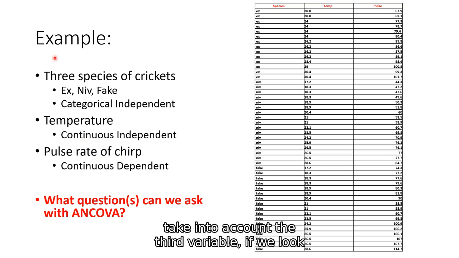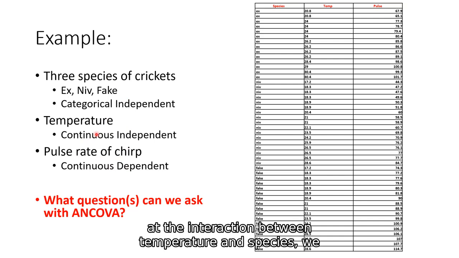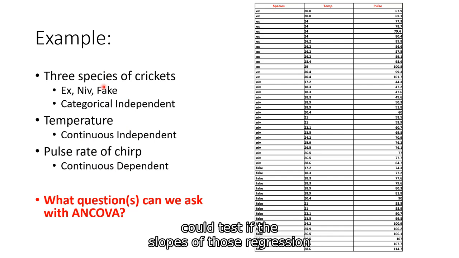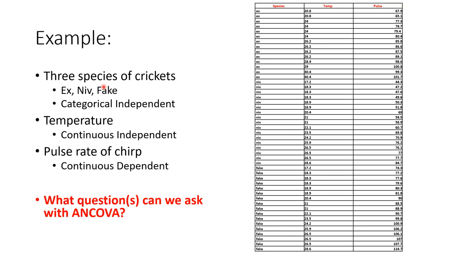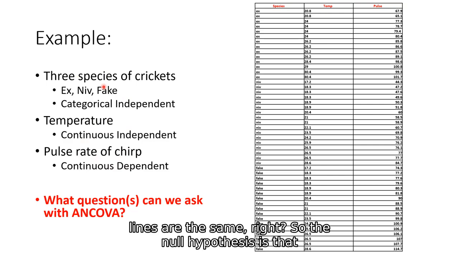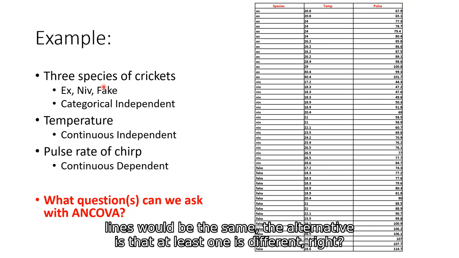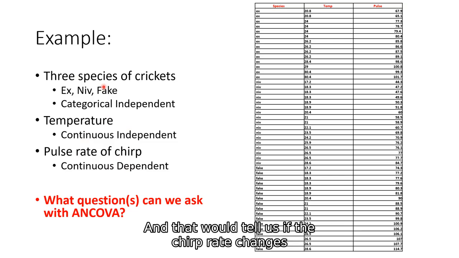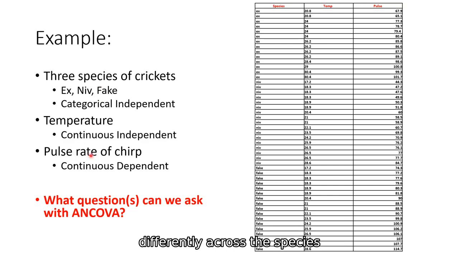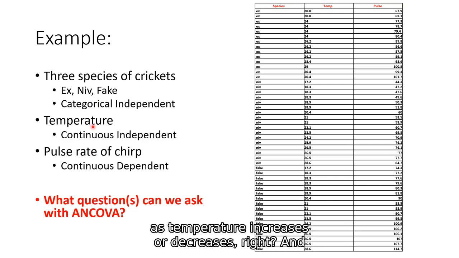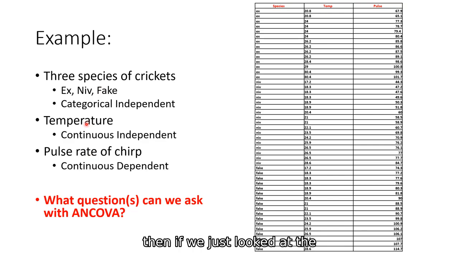When we take into account the third variable, if we look at the interaction between temperature and species, we could test if the slopes of those regression lines are the same, right? So the null hypothesis is that the slopes of those lines would be the same. The alternative is that at least one is different, right? And that would tell us if the chirp rate changes differently across the species as temperature increases or decreases, right?